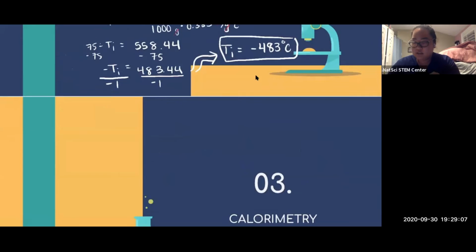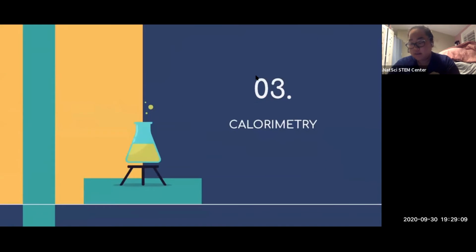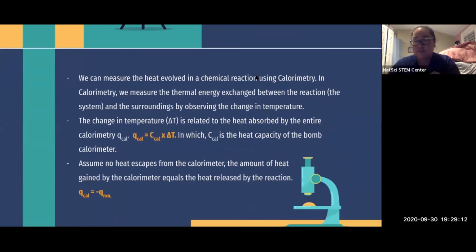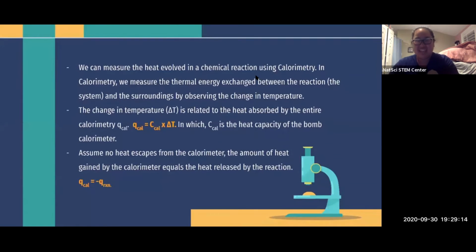Okay, so let's go on to calorimetry. Calorimetry is all those fun combustion problems and everything. So we can measure how heat evolves in a chemical reaction. It's a thermal energy exchange between the reaction, which is the system, and its surroundings. An example would be when you drop a heated metal cube into a beaker of cold or room temperature water to observe the change in temperature.